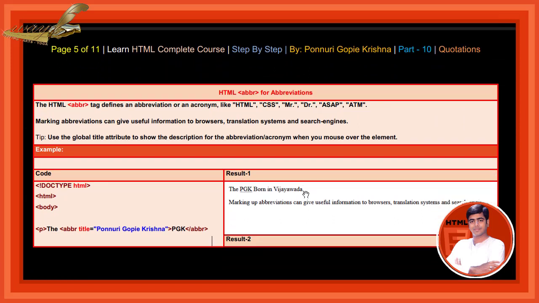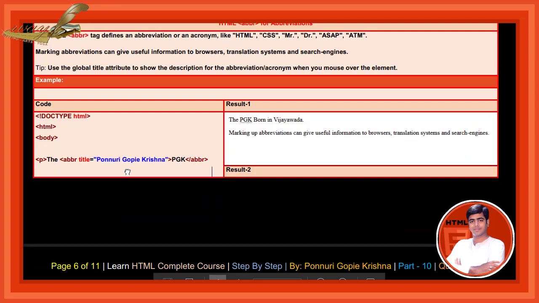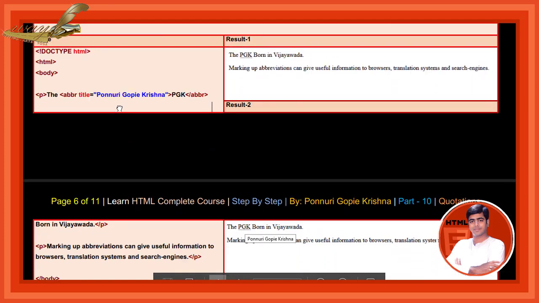HTML ABBR element for abbreviations. The HTML ABBR tag defines an abbreviation or an acronym, like HTML, CSS, Mr., Doctor, ASAP, ATM. Marking abbreviations can give useful information to browsers, translation systems and search engines. Use the global title attribute to show the description for the abbreviation or acronym when you mouse over the element. There is an example. See the code and result.